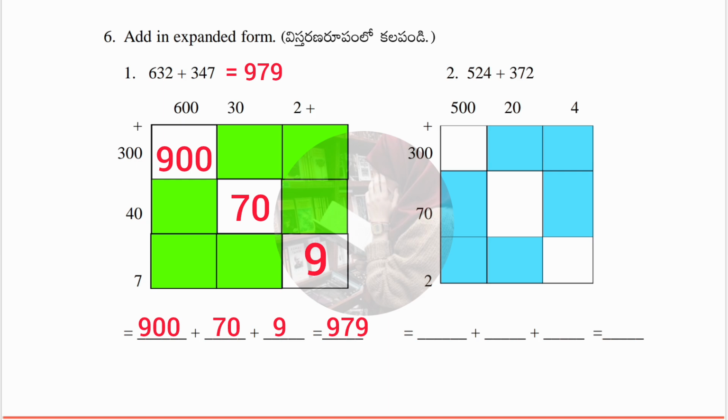Got it? Let's move on to the second one, which is 524 plus 372. 524 in expanded form is written as 500 plus 20 plus 4. Like that, 372 in expanded form is 300 plus 70 plus 2. Let's count it down. 300 plus 500 is 800. Then 70 plus 20 is 90. Then 2 plus 4 is 6. Now we write down the expanded form in a block. So 800 plus 90 plus 6, which is equal to 896. So the answer of 524 plus 372 is 896.